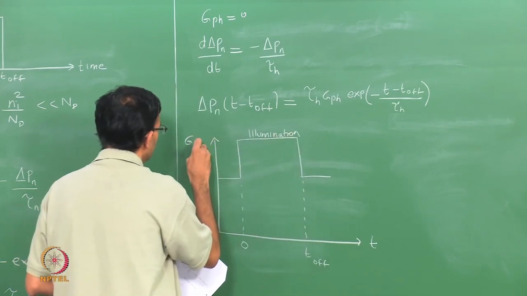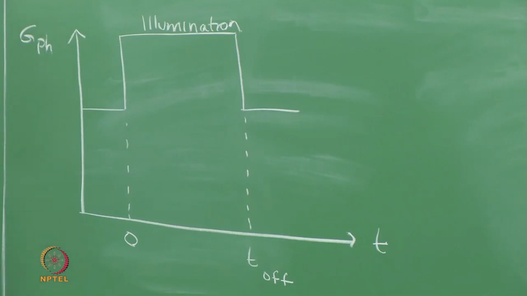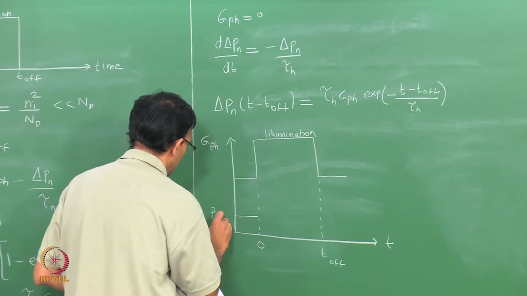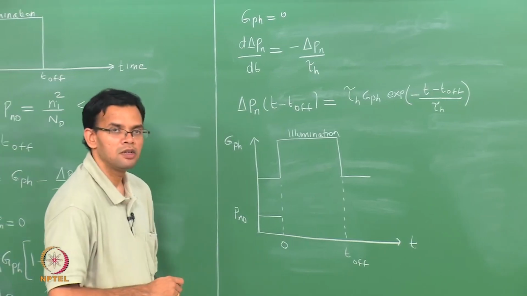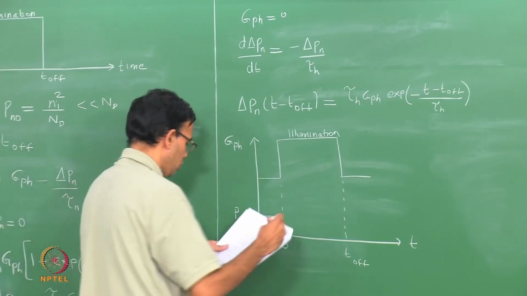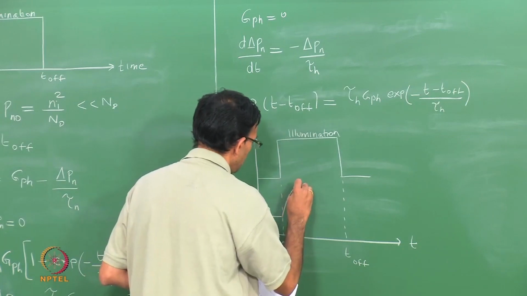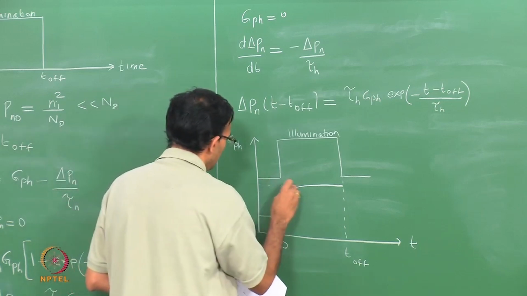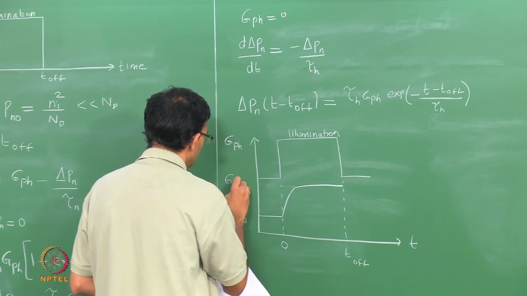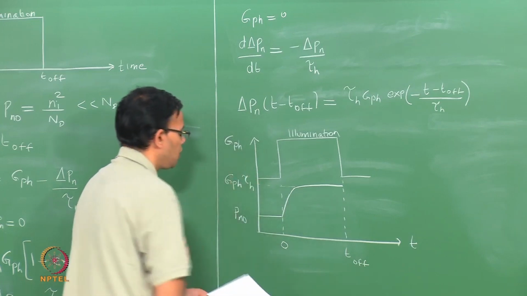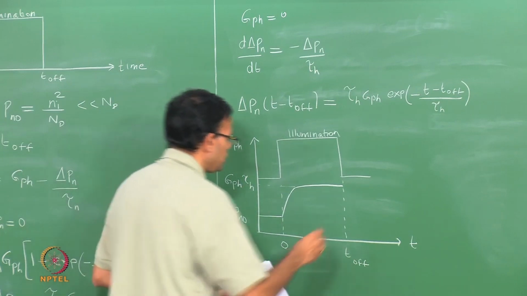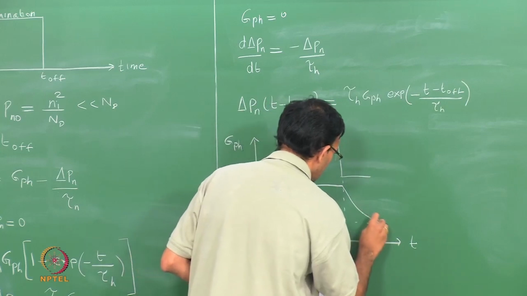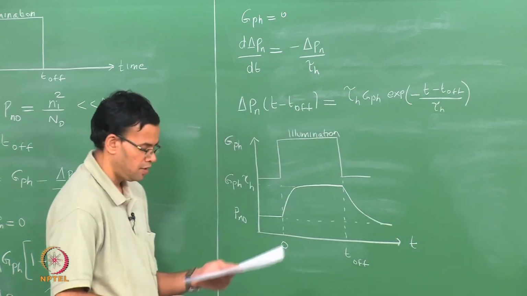So this is Gph. So what happens to the concentration of the holes? So initially your hole concentration is just the equilibrium concentration. When you turn on the light, the concentration starts to increase, and then it becomes a constant when you have steady state. The steady state value is Gph times tau h, and then when I turn the light off, it decays exponentially until it reaches back the steady state.